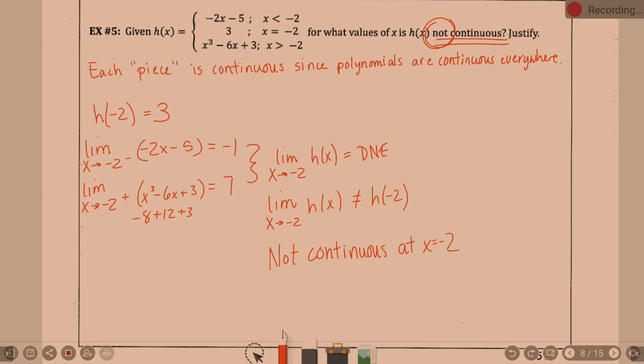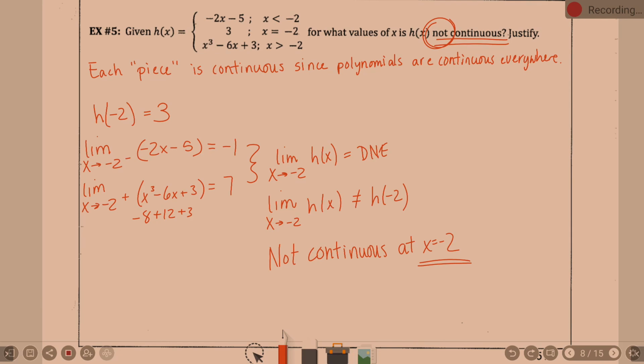It just said for what values of x, so there's only one answer here. And we can justify that because each of the other pieces were just nice continuous. We had a line, we had a cubic, we had a line. Okay.